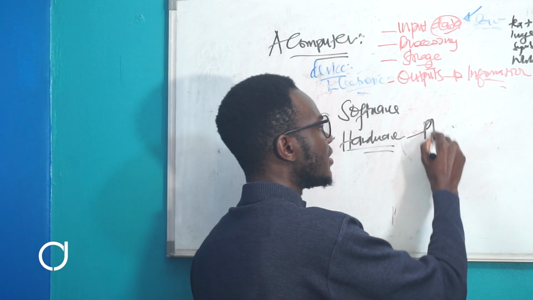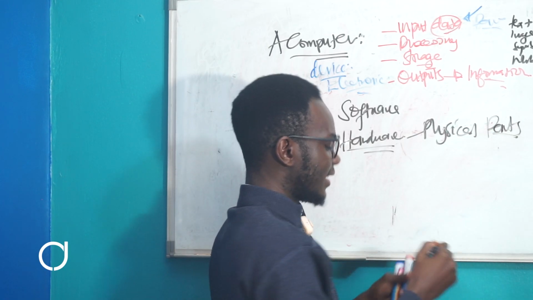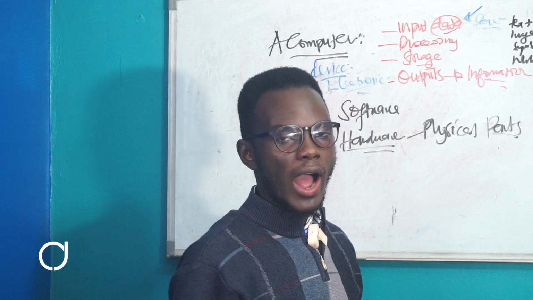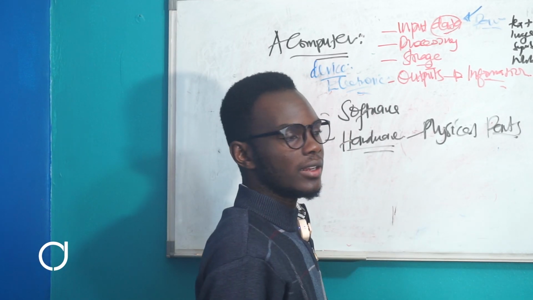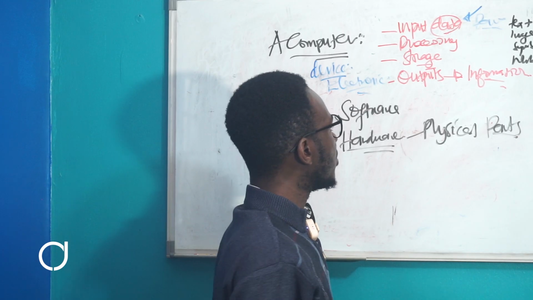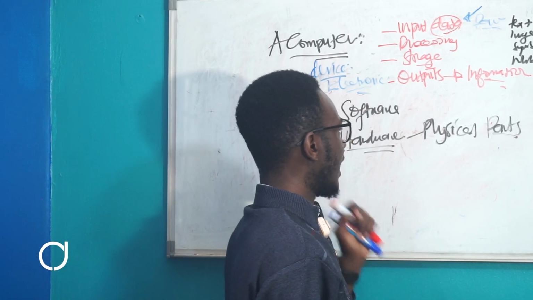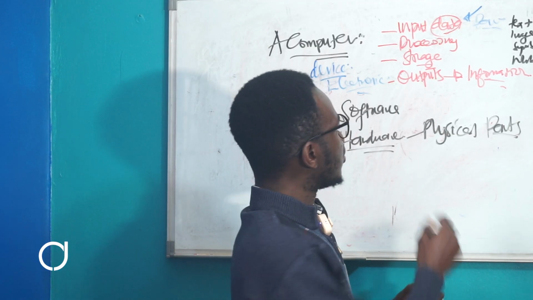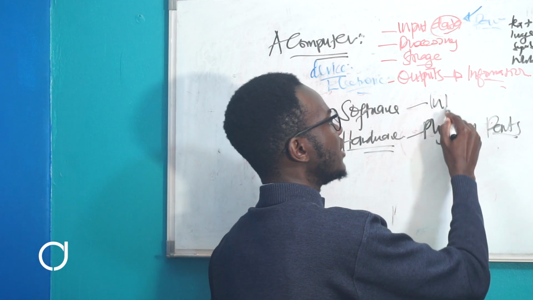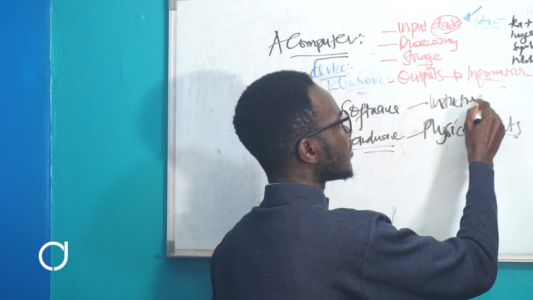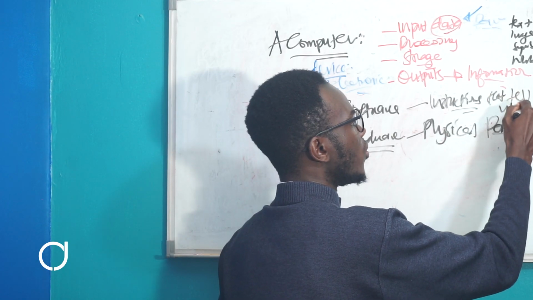Hardware is anything physical. We shall relate to parts of a computer that are physical. Anything that you can touch with your hands on a computer, we call it physical, we call it hardware. Then software is intangible, you can't touch it. But these are actually instructions that tell your computer what to do.